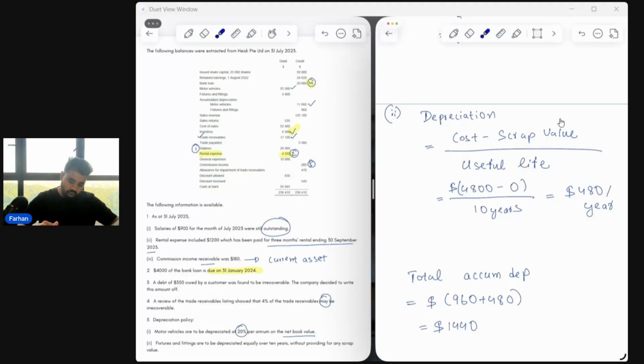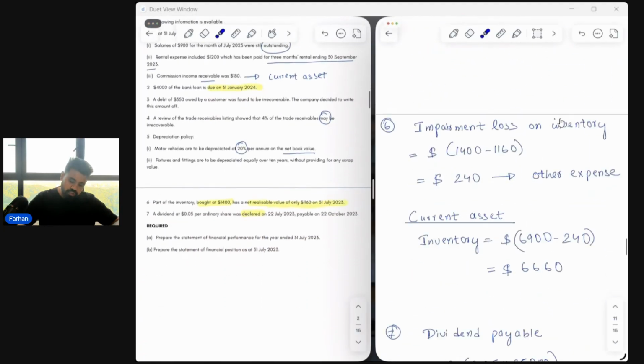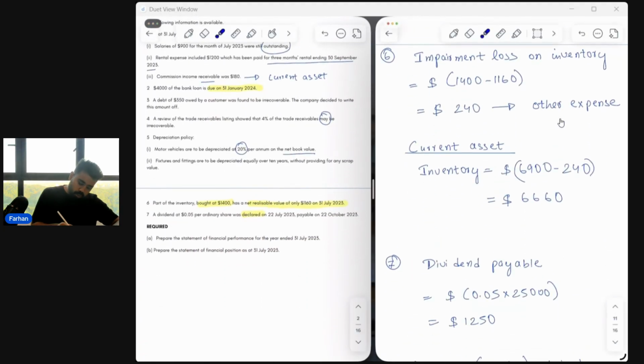Okay. Now let's go to additional information number 6. Part of the inventory bought at $1,400 has a net realizable value of only $1,160 on 31 July 2023. So obviously we can see the value of inventory has gone down, and a business may experience this when we have stock that has been there in the warehouse for a long time and maybe we're unable to sell it, so it would lose its value or demand in the marketplace, so therefore there's this drop in price.